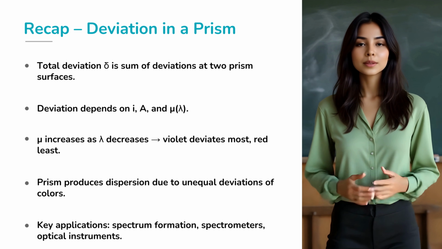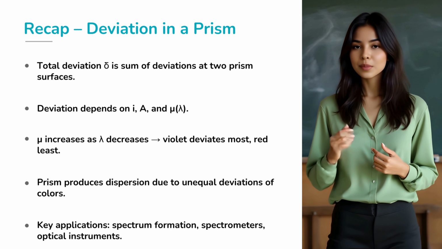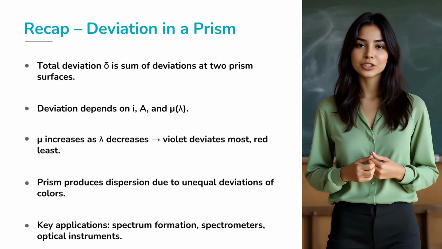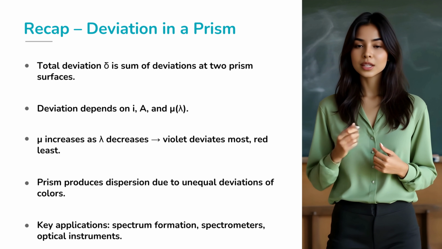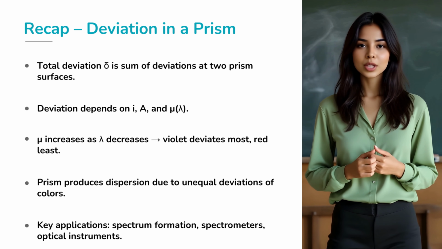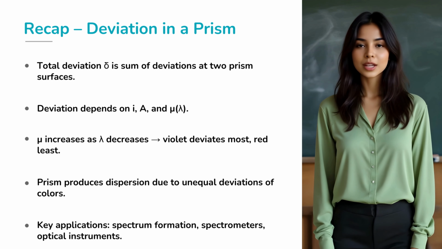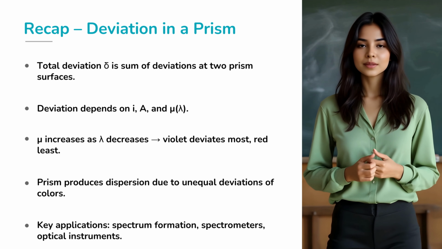Let's wrap this up. The total deviation delta is simply delta 1 plus delta 2. Deviation depends on the angle of incidence, the prism angle, and the refractive index of the material, which itself depends on wavelength. Since refractive index increases as wavelength decreases, violet bends the most, red the least.